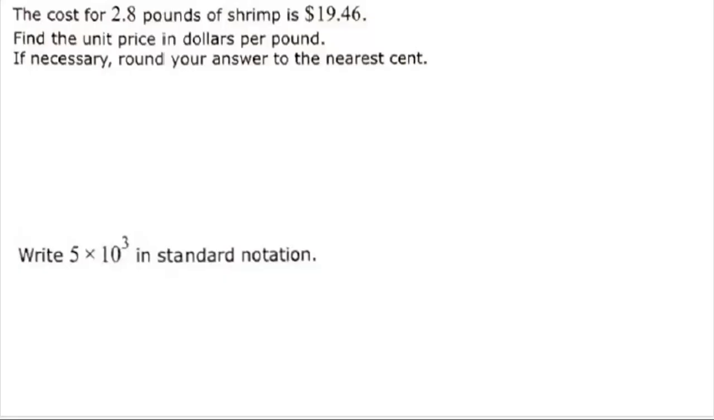Okay, so the first one says the cost for 2.8 pounds of shrimp is $19.46. Again, find the unit price in dollars per pound. So all we have to do for this one is take the total cost, which is $19.46, and then divide it by 2.8, correct? And that gives us $6.95 per pound. So that would be the unit price.